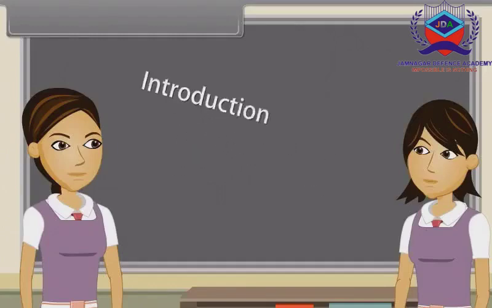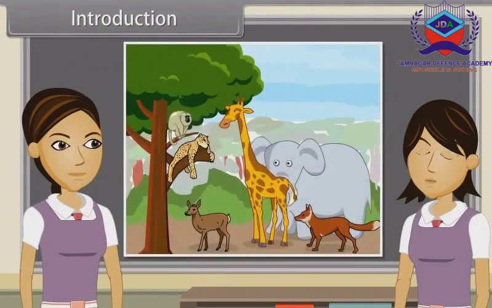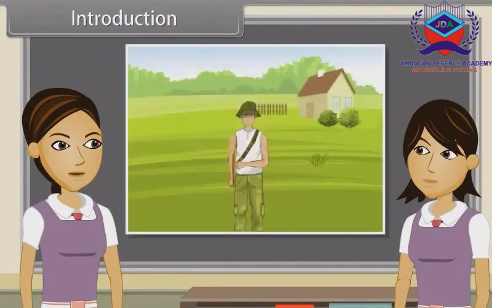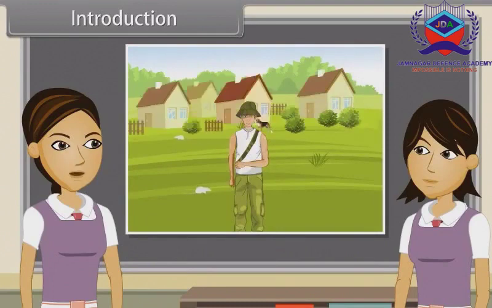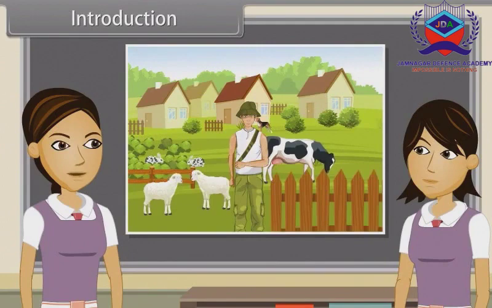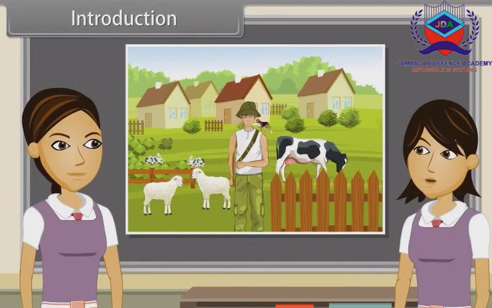Introduction. We know that plants and animals were present on this planet before the human race evolved. As man started using plants and animals for his basic needs, he started giving names to plants and animals in their own language. A common name is a name in general use within a community. It is often contrasted with a scientific name.